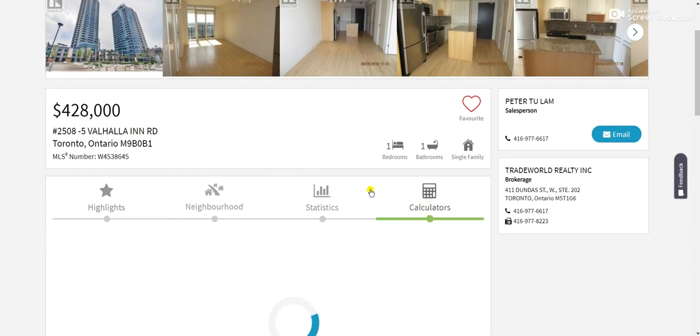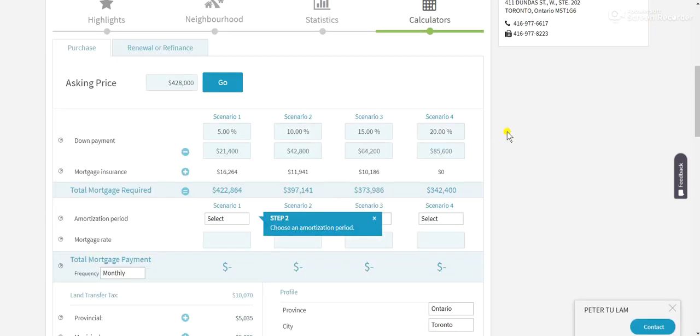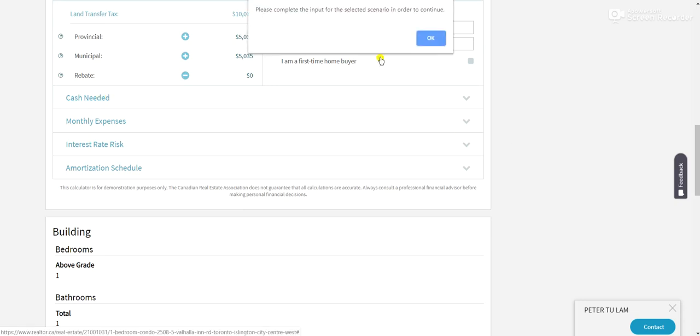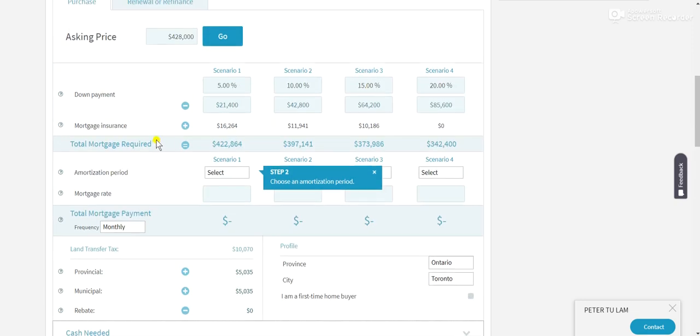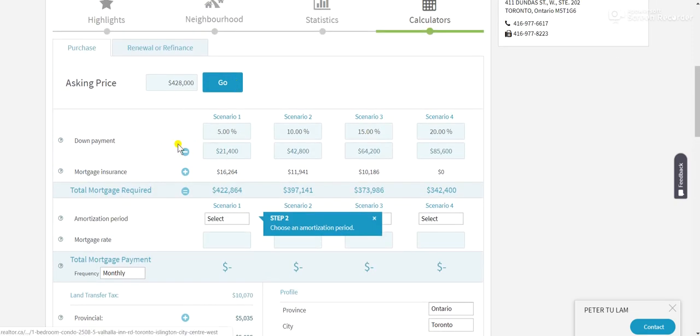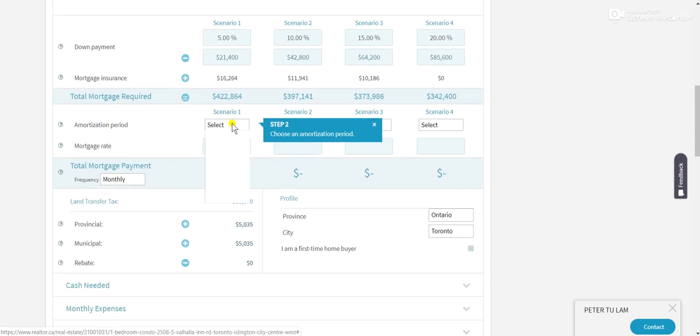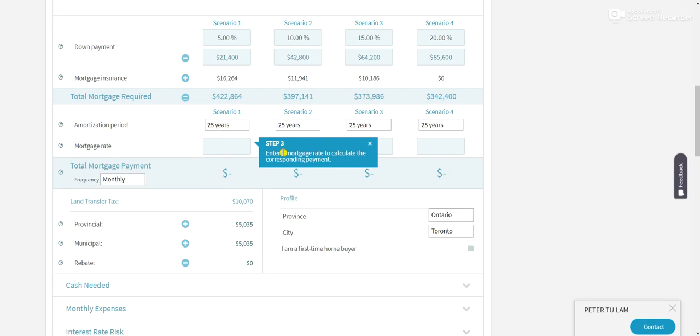One last thing that I want to go on to here is calculators, and these are very good. One of the things that you do want to consider is the cash needed. That one is crucial. Let's pretend that we're doing this: down payment, mortgage insurance. We're going to select an amortization period, being how long the payments are stretched out over. We're going to go 25 years. The mortgage rate, we're going to select that.